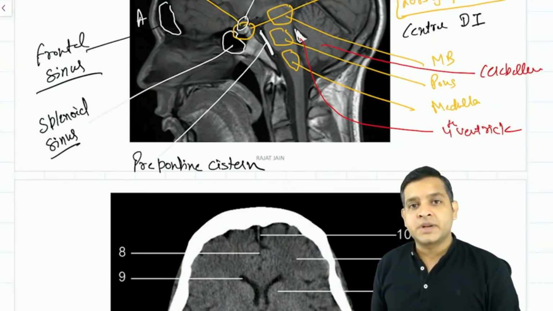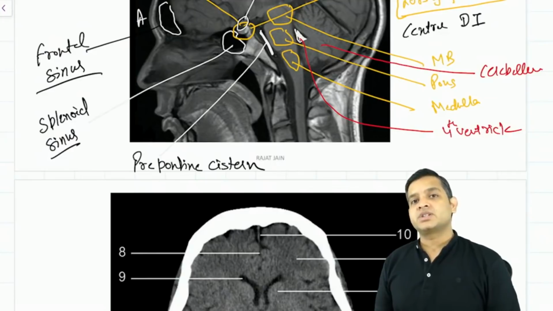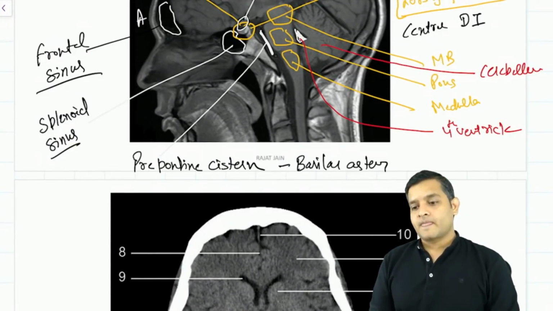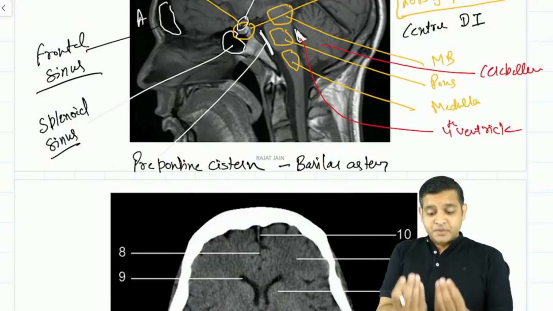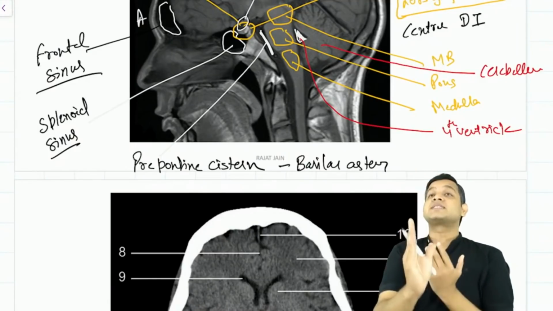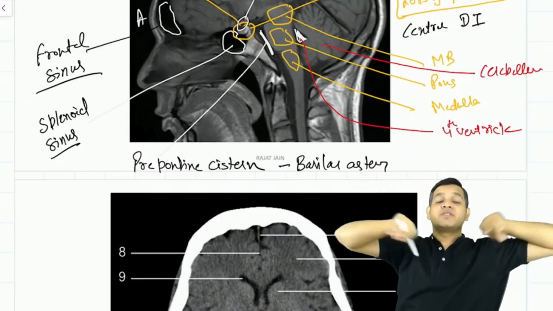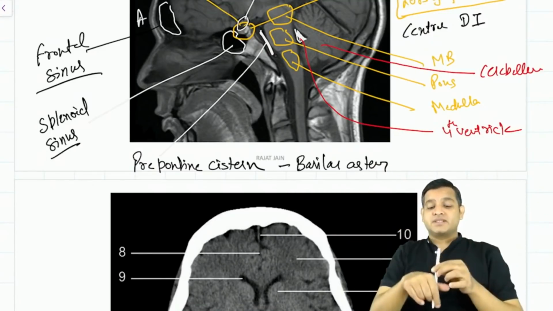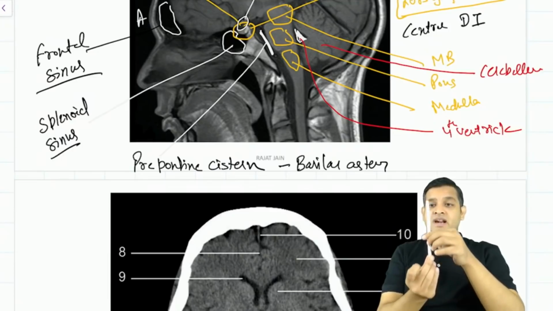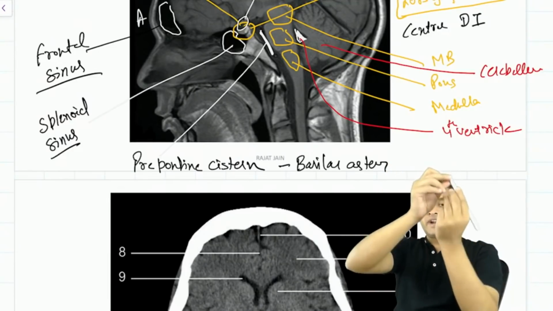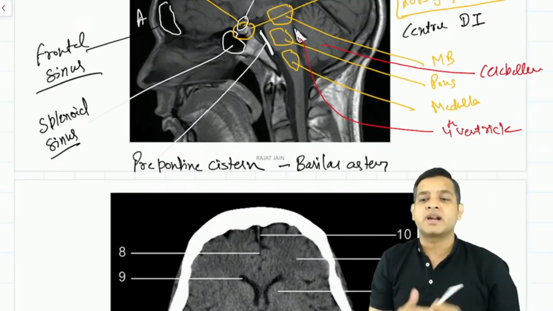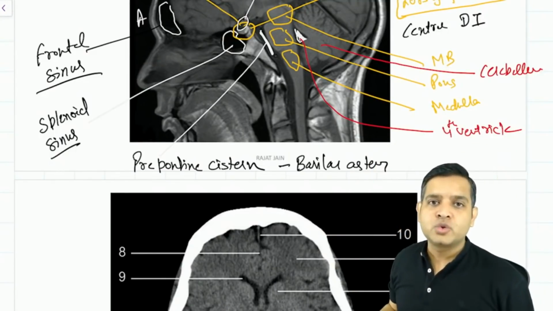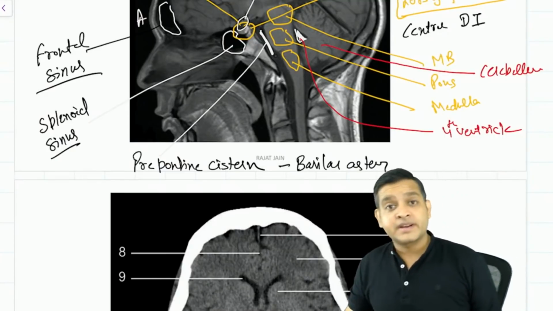Anybody who can tell me which vessel is present in the prepontine cistern? The answer is basilar artery. This prepontine cistern extends superiorly and merges with the perimesencephalic cistern, and it is the basilar artery that is going up and dividing into two posterior cerebral arteries. Getting it? Okay.